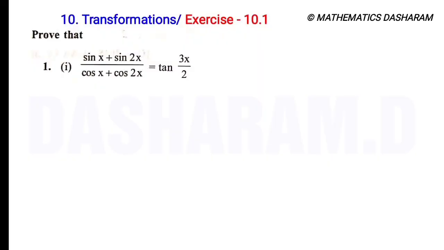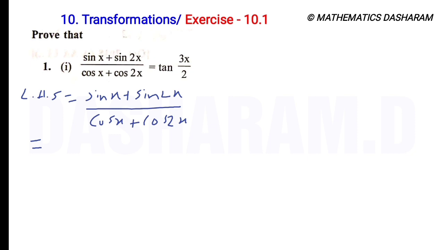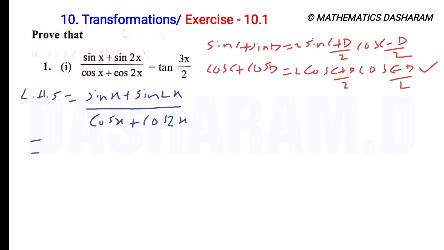Exercise 10.1. Prove that the first question: (sin x + sin 2x) divided by (cos x + cos 2x) equals tan 3x/2. So LHS equals, for the numerator apply the sin C plus sin D formula, and for the denominator the cos C plus cos D formula. So here is the sin C plus sin D formula, and here is the cos C plus cos D formula. Let's apply both formulas at a time.